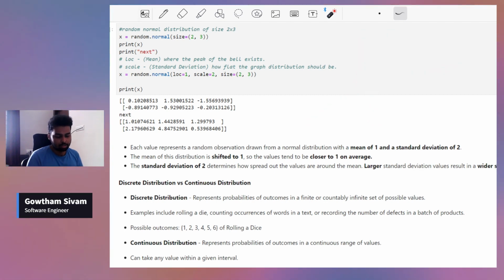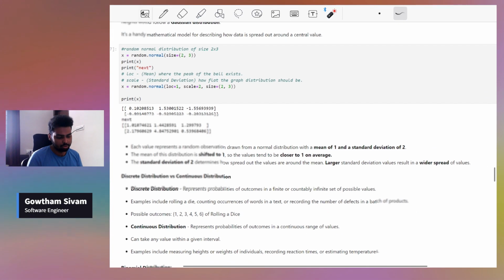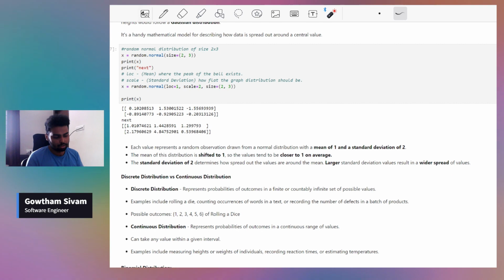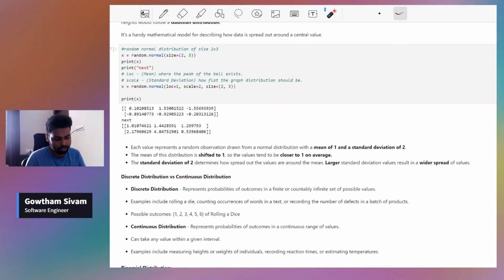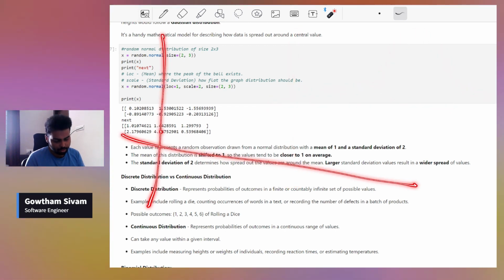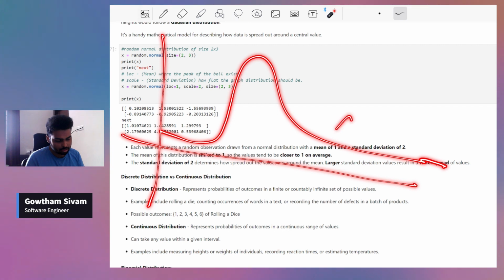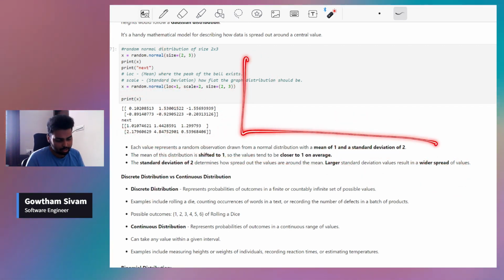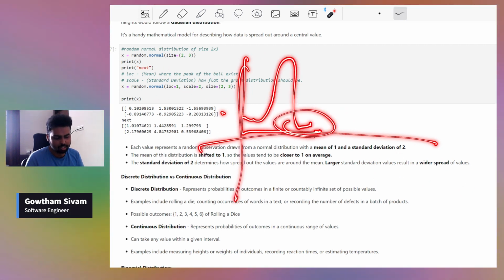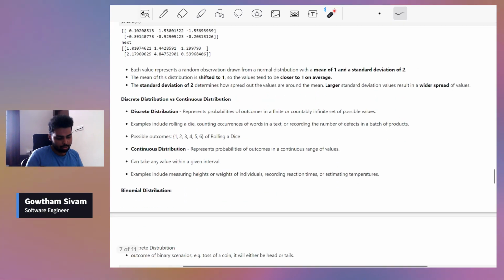Next, the standard deviation of 2 determines how spread out the values are around the mean. A larger standard deviation results in a wider spread of the values. For example, assume you have a graph like this, which means the spread is very long, the standard deviation is very long. Assume you have a bell shape like this, which means the standard deviation is very short. So that is what they mean here.